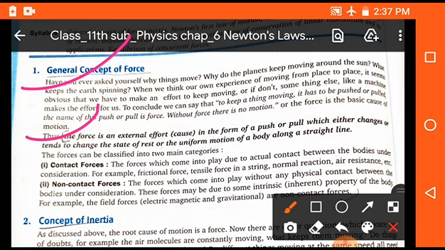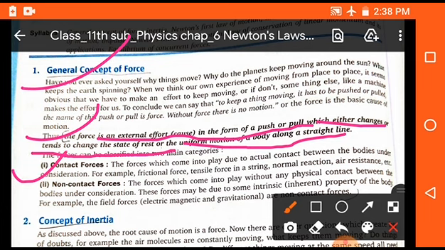The force is an external effort in the form of push or pull, which either changes or tends to change the state of rest or motion in the direction of the applied force. That means with the help of a force we can change the direction, and we can change the shape and size of any object. Generally, forces are of two types: contact forces and non-contact forces.